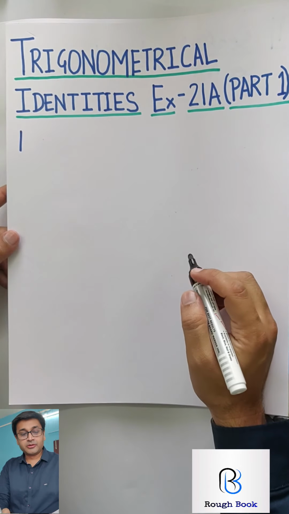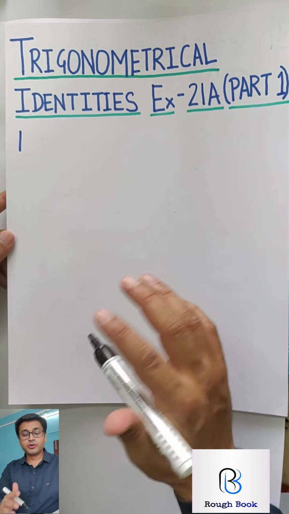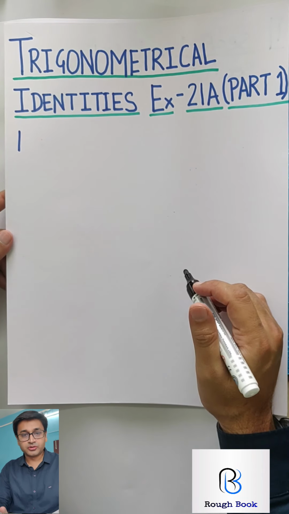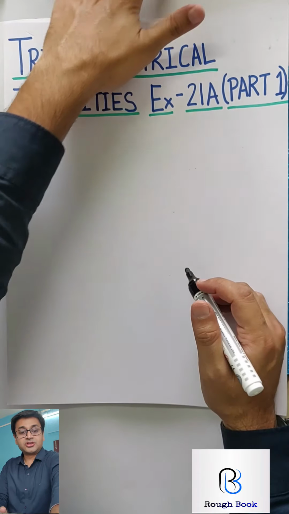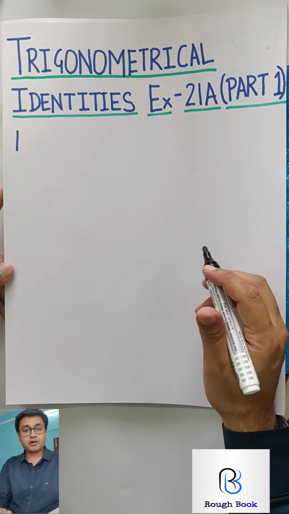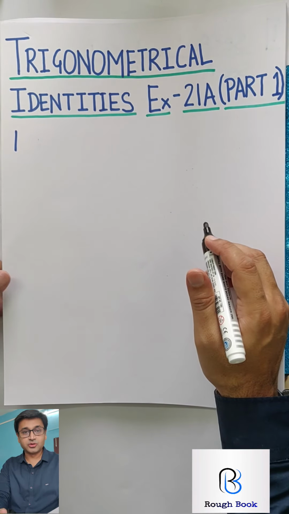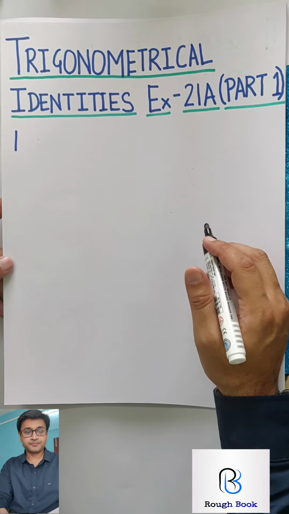Hi, we are beginning with trigonometrical identities, exercise 21A. We are going to do this in parts, so today we are going to do just part 1. This chapter seems to be a tricky chapter for many children, but trust me, if you pay attention to this video, I'll make it as simple as possible for you and then you will start loving this topic.